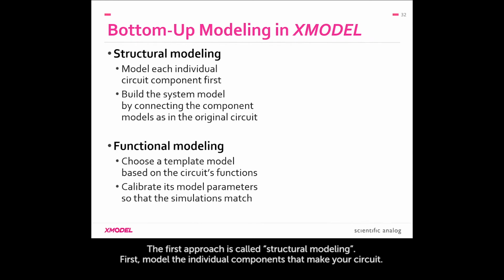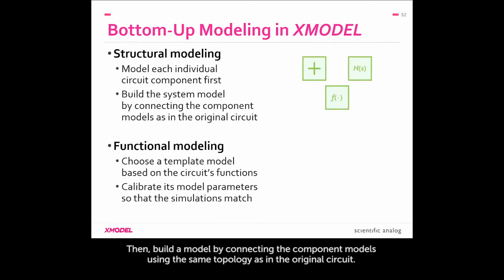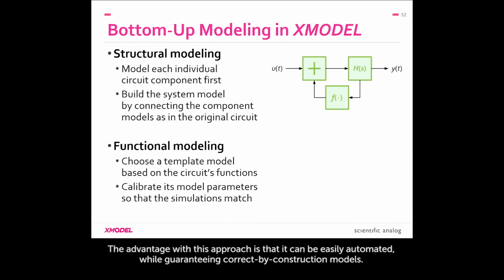The first approach is called structural modeling. First, model the individual components that make your circuit. Then, build a model by connecting the component models using the same topology as in the original circuit. The advantage with this approach is that it can be easily automated while guaranteeing correct by construction models.